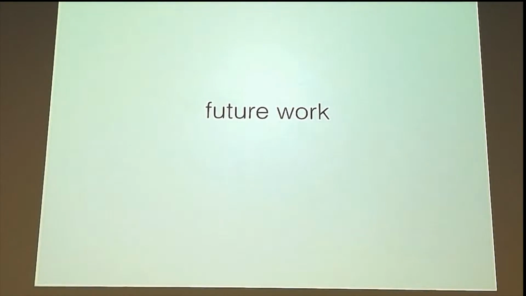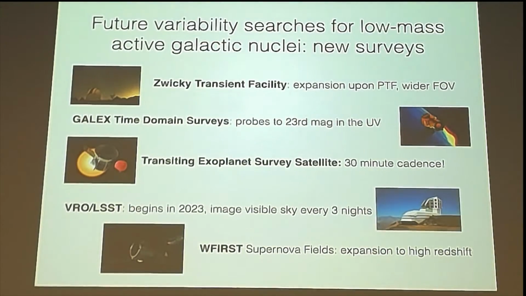Okay, so I'll spend a few minutes now talking about some of the future work that I have planned. There are lots of existing and upcoming exciting repeat imaging surveys that we can use to expand on some of this work. The Zwicky Transient Facility is similar to PTF. It uses the same telescope but has a new camera with a much wider field of view. So it would be similar imaging to PTF, but with a much faster cadence, and we'll be able to expand our baselines there and look for similar variability.